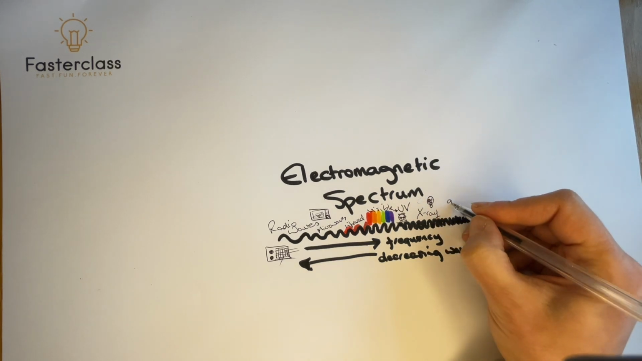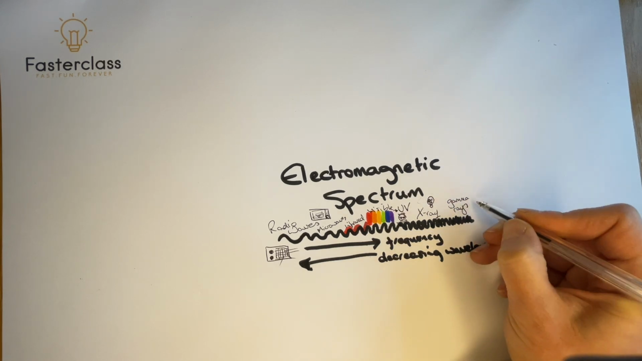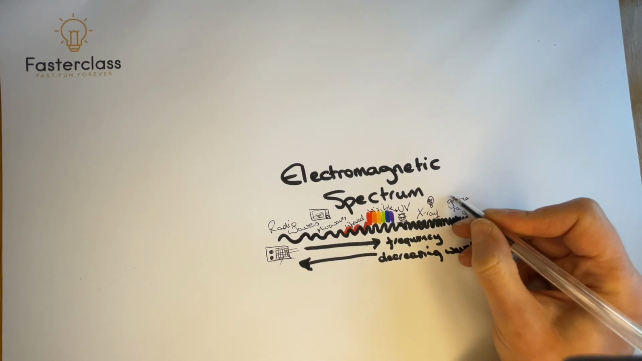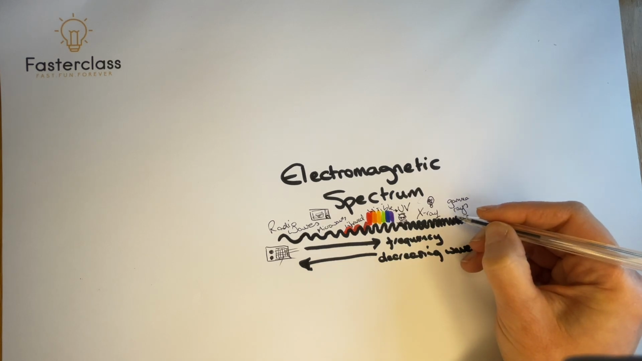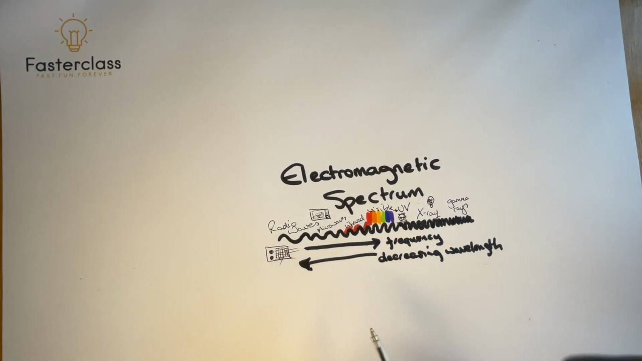And then we've got our gamma rays. This is where we're getting into the topic of radioactivity. These waves are made by changes in the nucleus, which are really hard to make, but changes in the nucleus create these incredibly high energy waves. Okay, now, what is the electromagnetic spectrum?